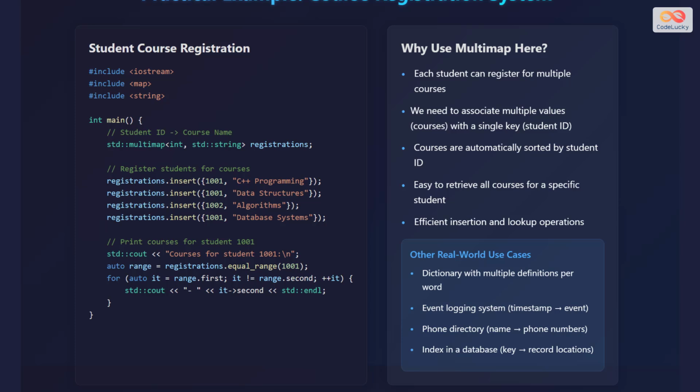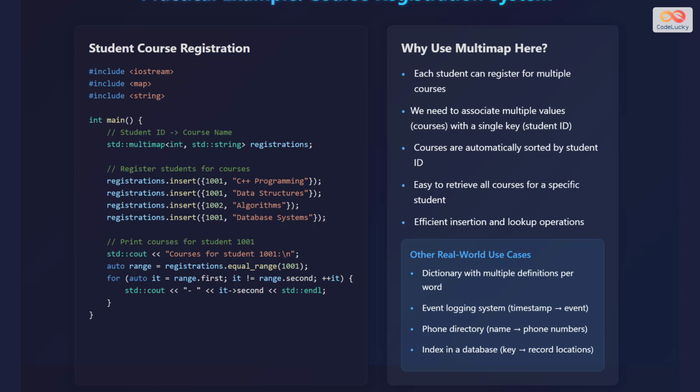Let's look at a practical example of using multimaps, a course registration system. In this scenario, you have students who can register for multiple courses. A multimap is perfect for storing this data because each student, identified by their student ID, can be associated with multiple courses. You can declare a std::multimap, where the key is the student ID, which is an integer, and the value is the course name, a string.